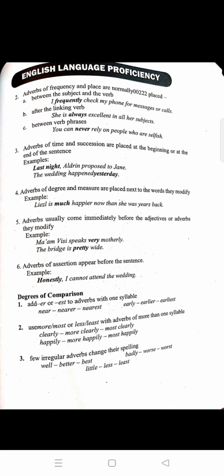Next, adverbs of assertion appear before the sentences. So definitely, honestly, actually, they are all adverbs of assertion. So you should place them before the sentences.